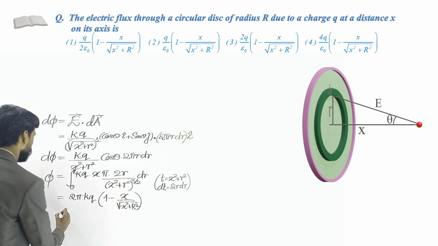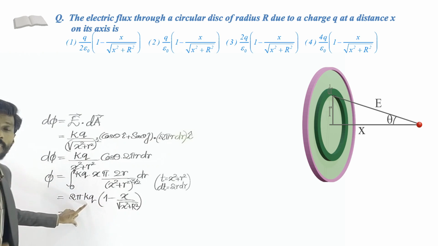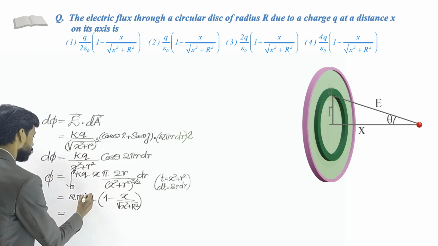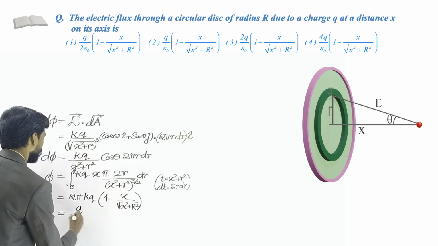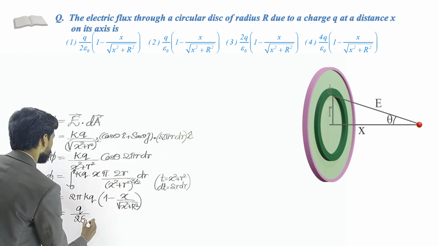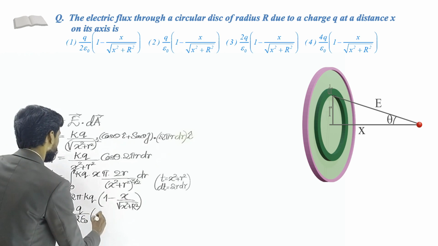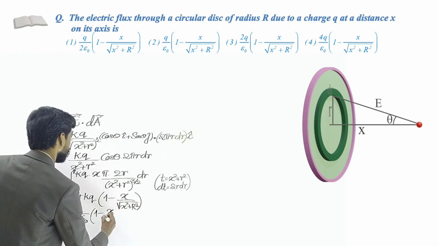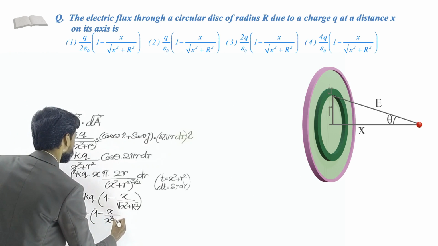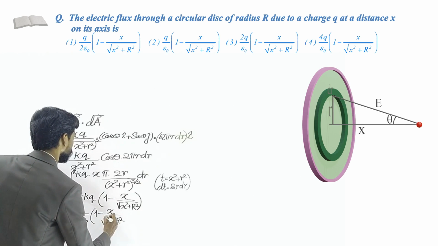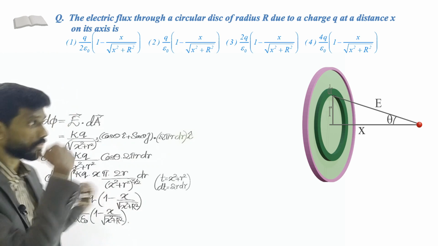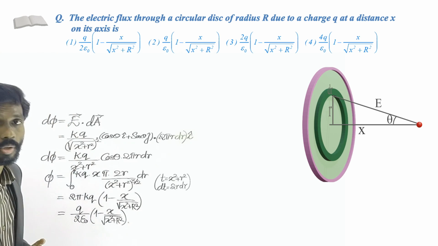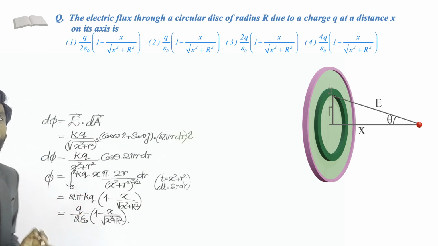But if you simplify this, we can write this value of k as 1 divided by 4 pi epsilon 0. So 4 pi, 2 pi gets cancelled. So this is q divided by 2 epsilon 0 multiplied by 1 minus x by square root of x squared plus r squared. Okay, so this is the electric flux through the surface, the circular disc. Do you understand? So this is one of the methods of doing this question.